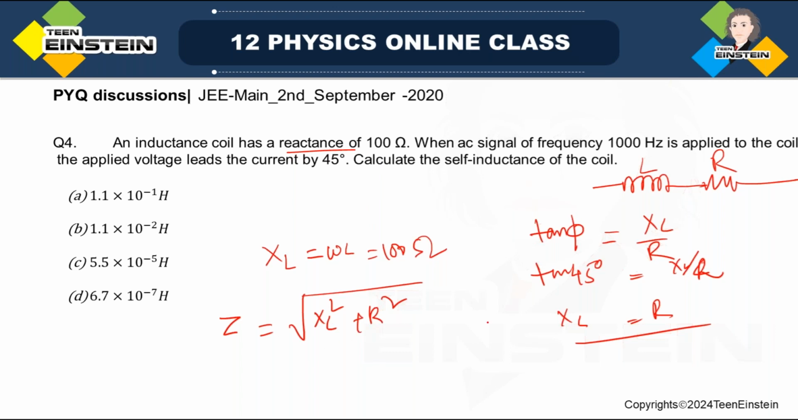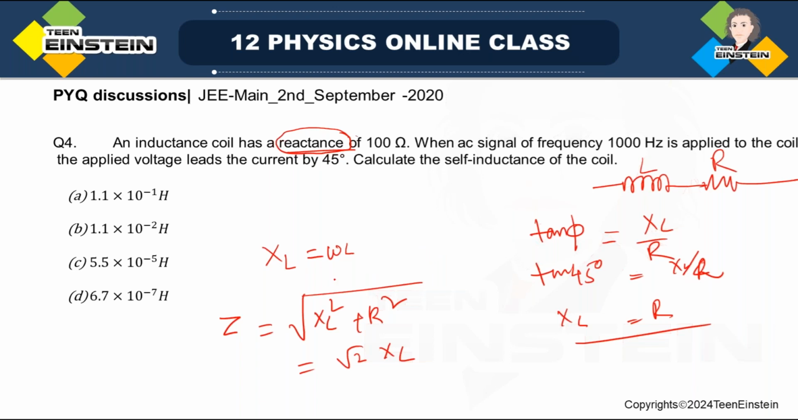Okay, let me go ahead. See, this actually will get root 2 into XL. Actually, this reactance you have to treat as impedance. That is where actually the clue was. This is not 100.